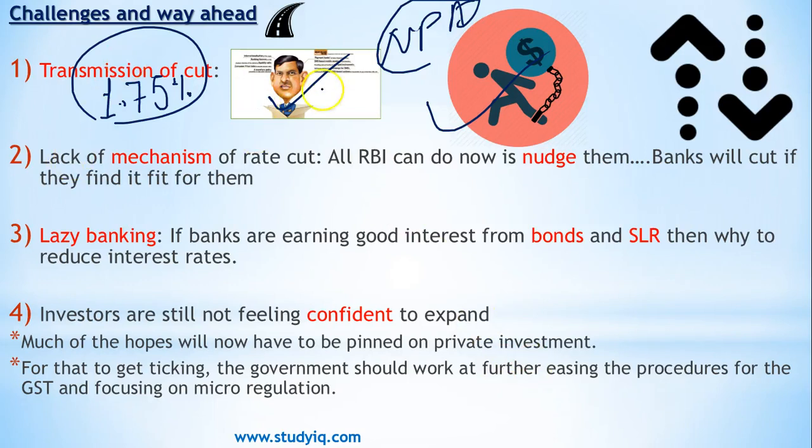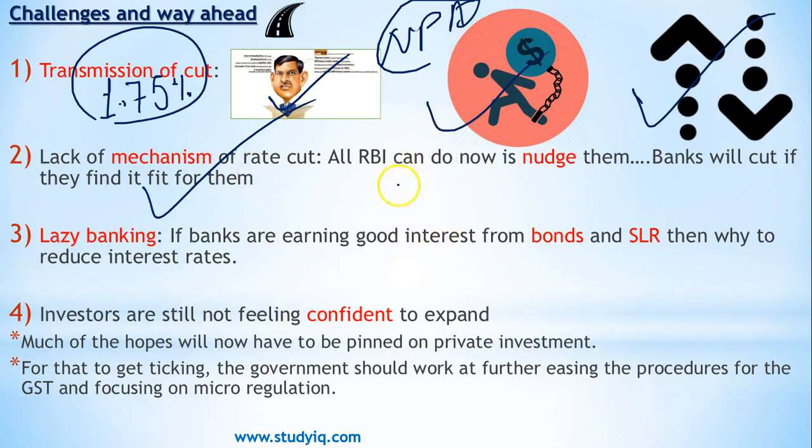So transmission is something that should take place. Without transmission, a reduction at this level is not going to help. The second thing is that we don't have any sort of mechanism, right? In developed countries you have this automatic mechanism. So if the central bank, the Federal Reserve, is reducing the interest rate, at the same time automatically all the banks have to follow it.